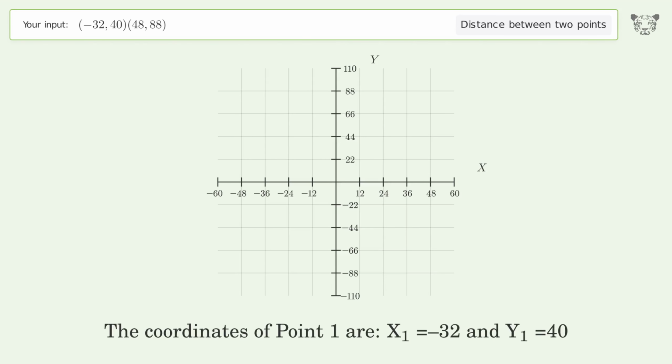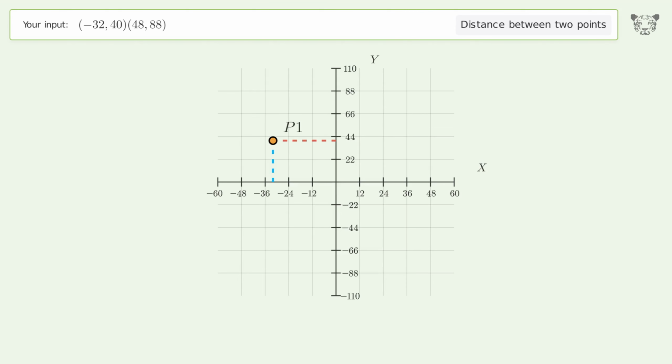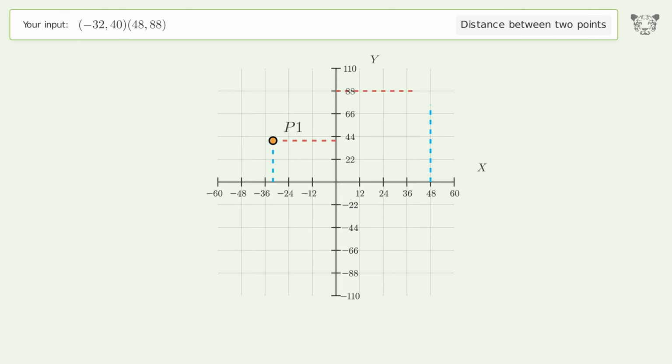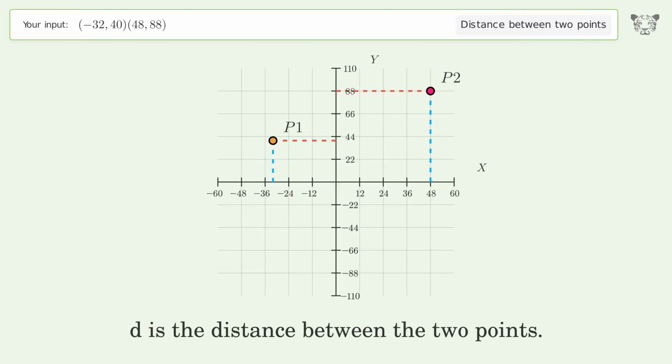The coordinates of point 1 are, x1 equals -32 and y1 equals 40. The coordinates of point 2 are, x2 equals 48 and y2 equals 88. D is the distance between the 2 points.